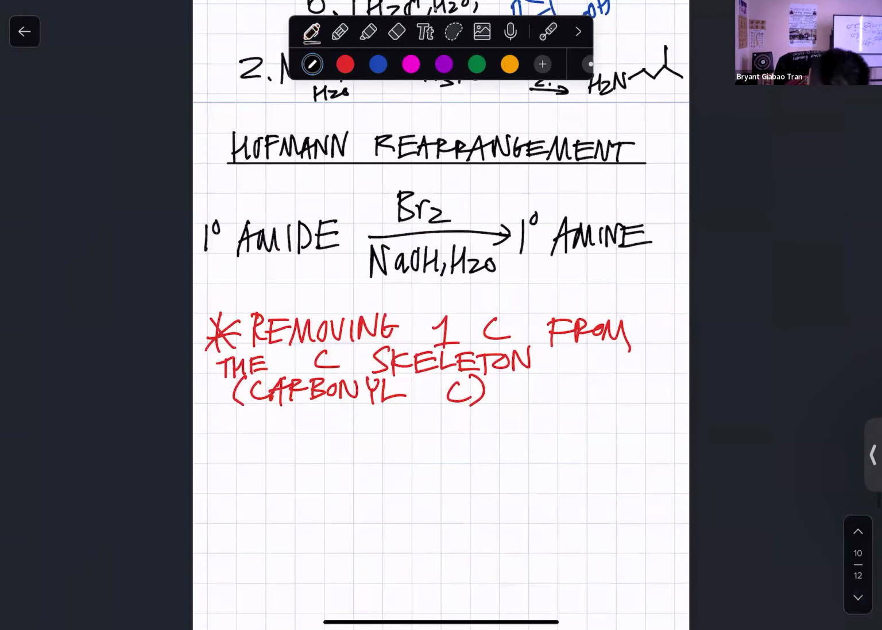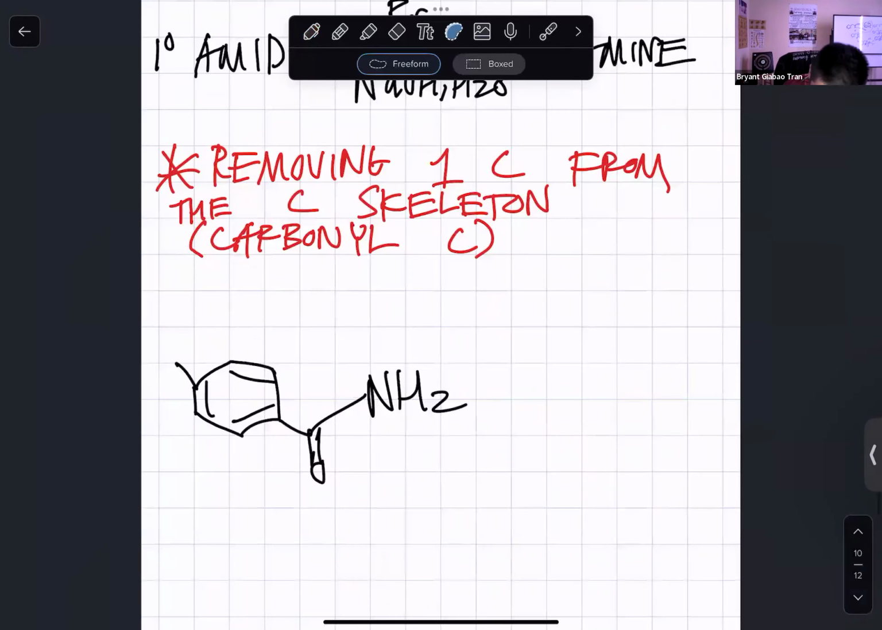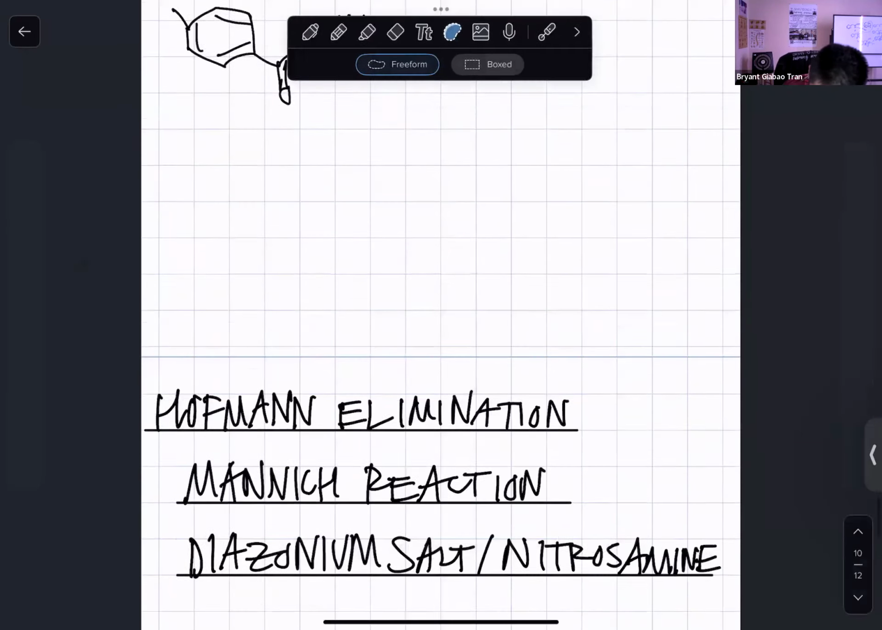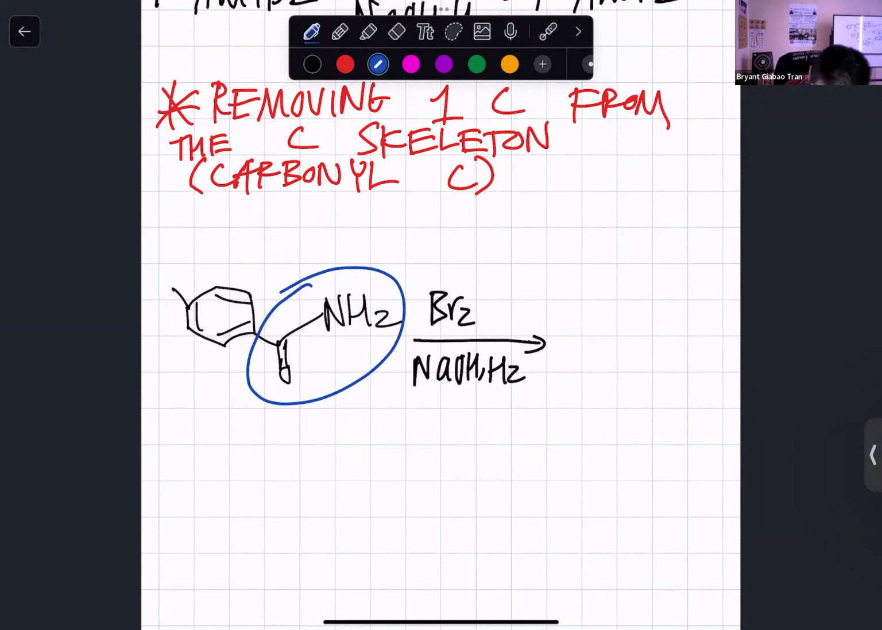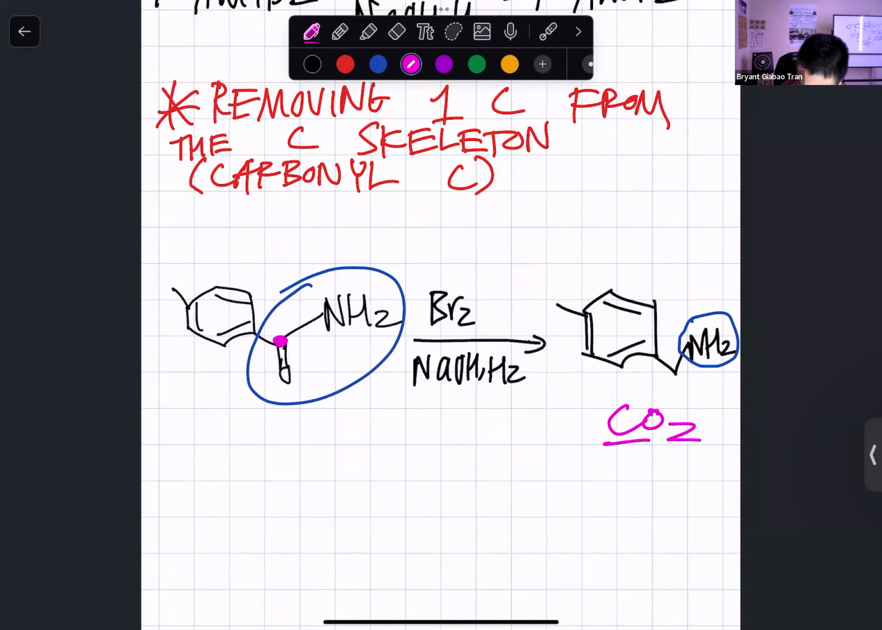So let's say I have this primary amide right here, right? And I give you guys these reagents: Br2, NaOH, and water. I'm going to substitute this whole amide into this primary amine here, NH2. And notice how this carbon here is now gone. It went poof, it went away, right? And it goes away in the form of carbon dioxide, CO2, right?